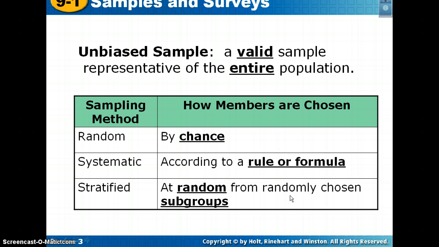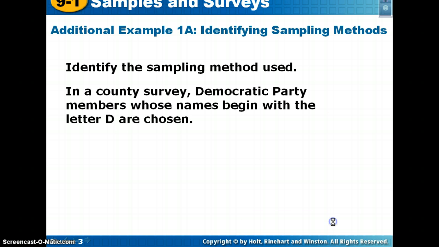All right, we've got 3 different types of random sampling methods, unbiased, valid sampling methods. One is called random, and members are chosen by chance. The next one is called systematic, and members of the sampling group are chosen according to a rule or formula. The last one is stratified, which is a random sample from randomly chosen subgroups. Let me quickly give you examples of all 3 of those.